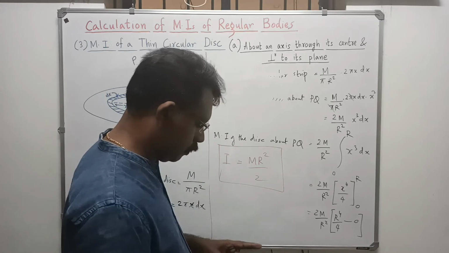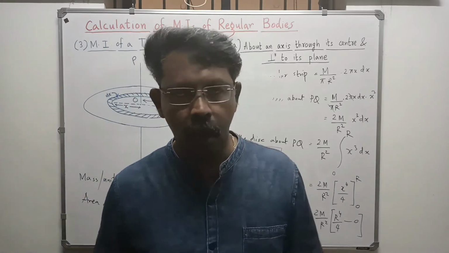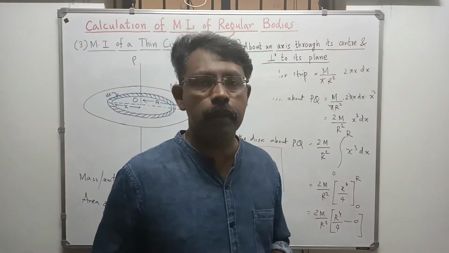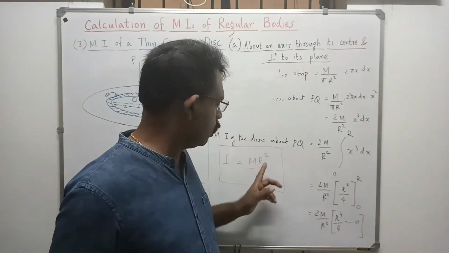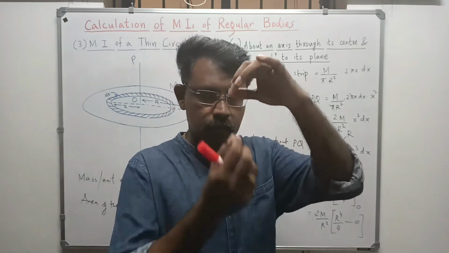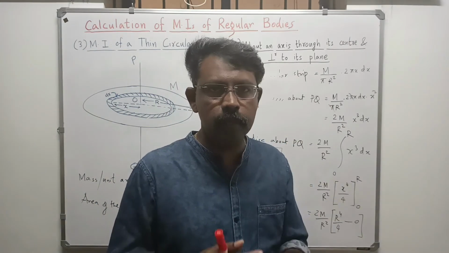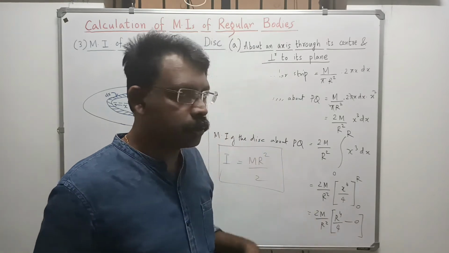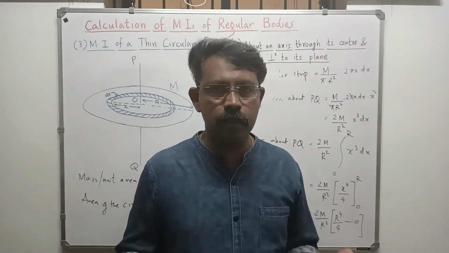So what do you understand from this? The moment of inertia of a disk of mass m and radius r is given by mr squared by 2. So moment of inertia of a disk about an axis passing through its center and perpendicular to its plane is given by mr squared by 2, where r is the radius of the disk and m is the mass.